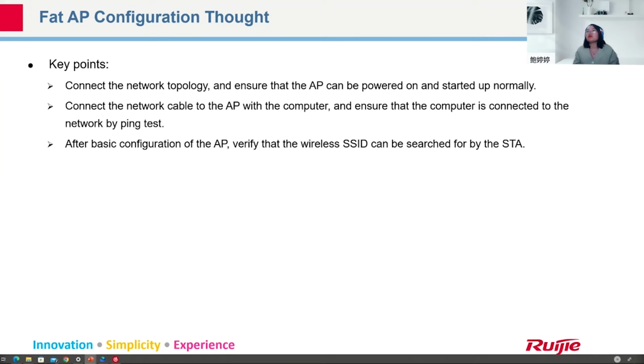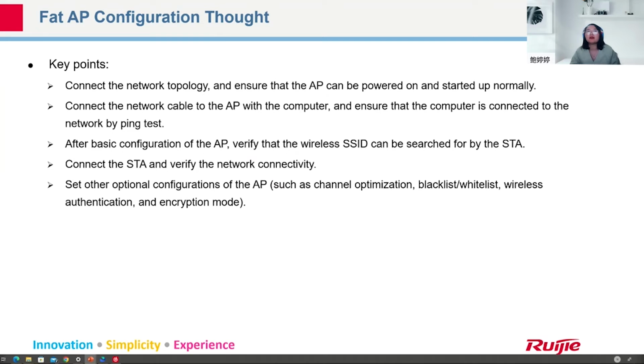And after basic configuration of the AP, we have to verify whether the wireless SSID can be searched by the station or not. So the key point is how to add the basic configuration on the AP. Connect the station and verify the network connectivity. So these are key points, step by step. You have to check something. And set other optional configuration of APs.